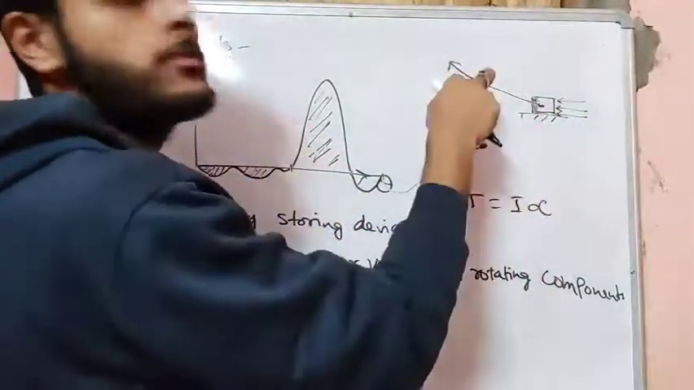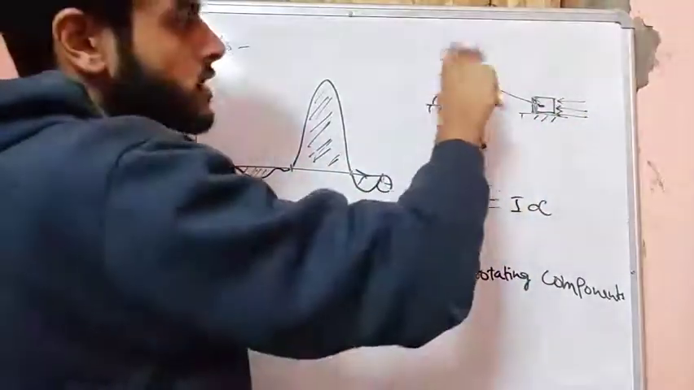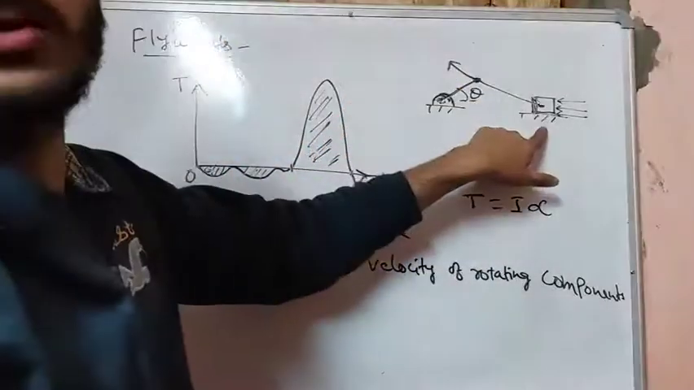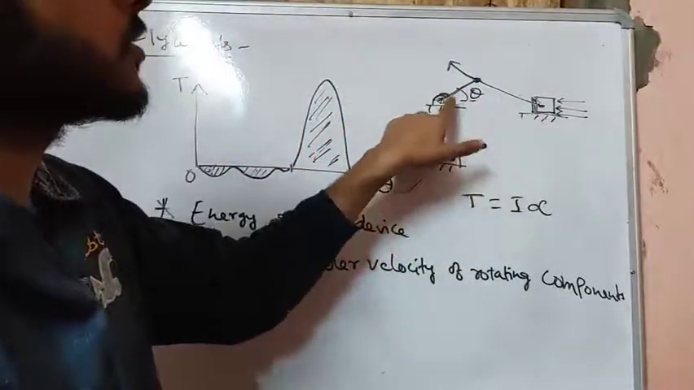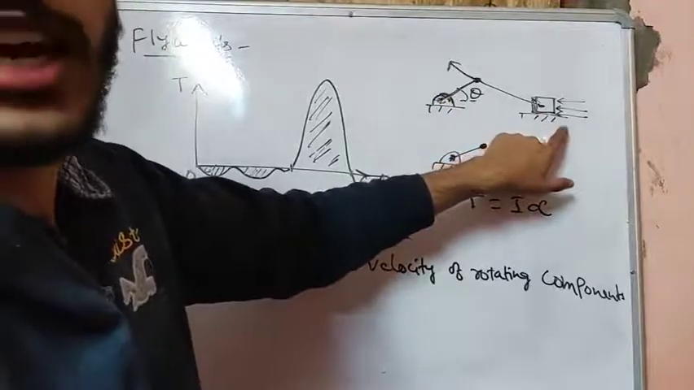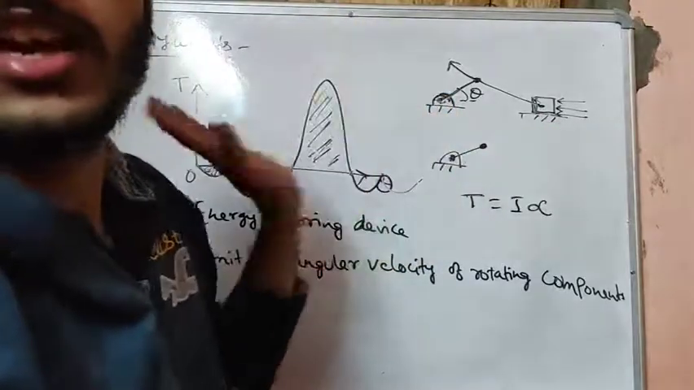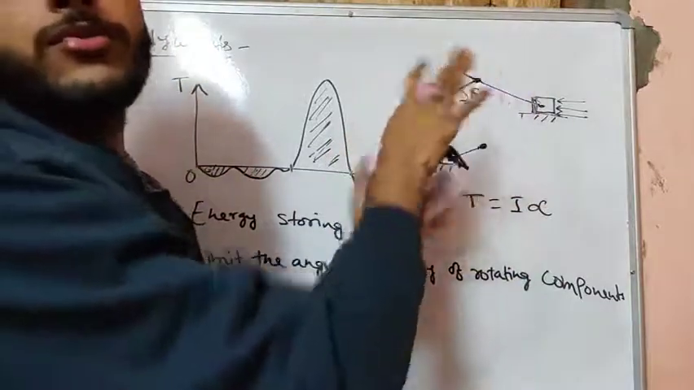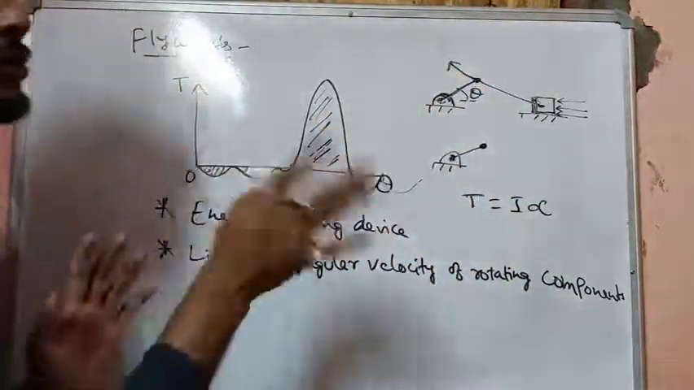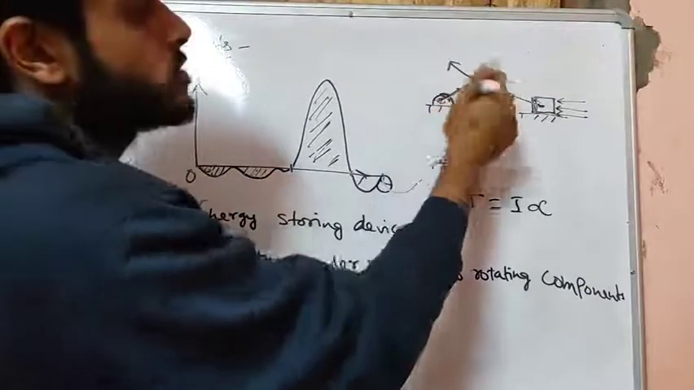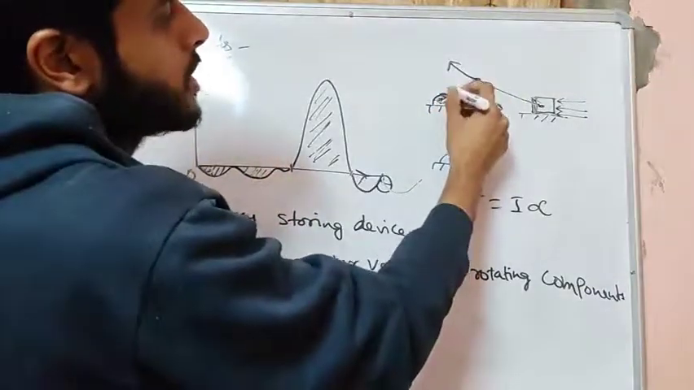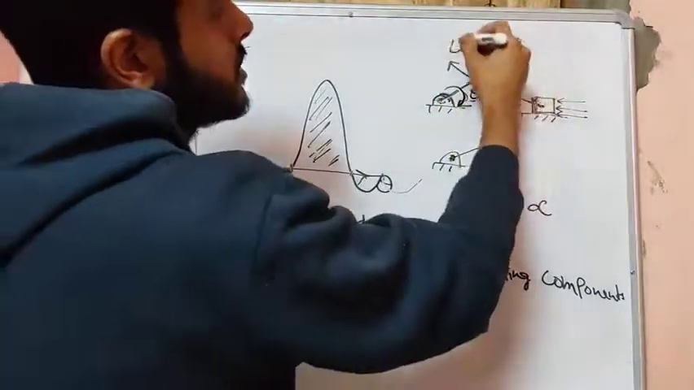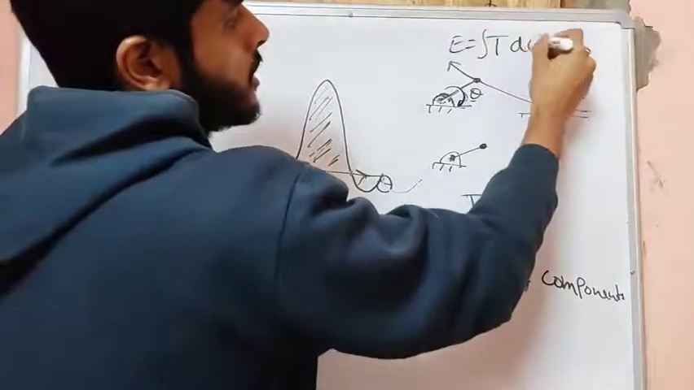So there has to be some turning moment applied to this crankshaft so that this piston can move with a desired velocity, right? And this crank can move with a desired angular velocity. That turning moment is basically taken from the flywheel in the form of energy. Okay, so the flywheel is supplying some energy which acts over here in the form of turning moment. Energy is nothing but the integral of T d theta.